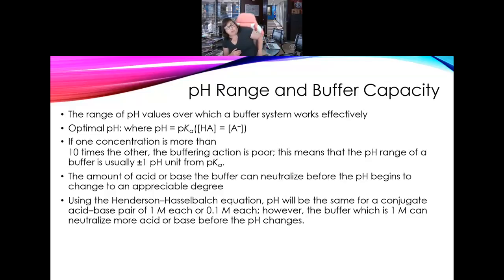The amount of acid or base the buffer can neutralize before the pH begins to change to an appreciable degree is the amount that it can buffer. That's its buffer capacity. And using the Henderson-Hasselbalch equation, we can see that the pH will be the same for a conjugate acid-base pair of 1 molar each, as long as they're both the same, as it would be for a solution that has 0.1 mole.